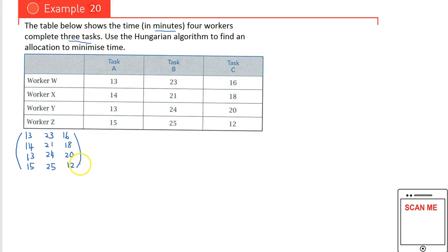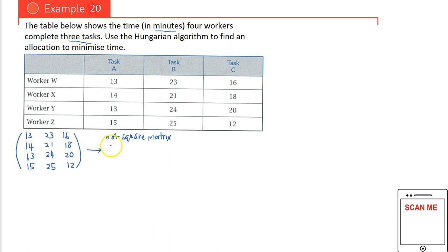So this question, this is not a square matrix. What is not the square matrix? Previously, all your questions have the same number of columns and rows. It means number of rows is the same as number of columns. So right now, you have 3 columns but 4 rows. So that means you cannot do the Hungarian algorithm.